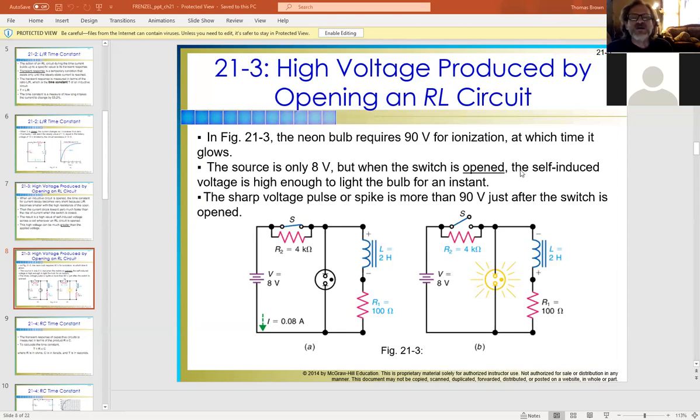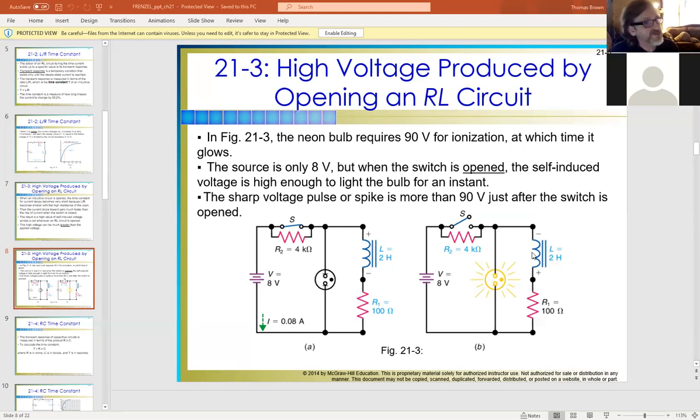When the switch is open, the self-induced voltage, look at that. Now, remember, we've literally cut this thing off from the energy source. So we throw the switch open, and now we're relying on the feedback of the inductor. It's charged up, and now it's going to discharge. It's going to discharge high enough that we're going to make this bulb glow for a very short amount of time. You'll probably just see it blink and then it's done.